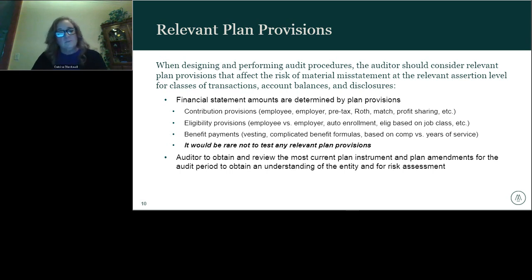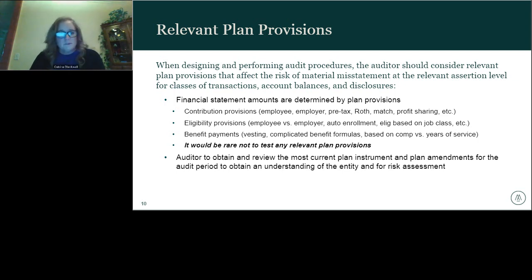Now, one thing is that it would be really rare that an auditor would determine that there are no relevant plan provisions to be tested. So don't think that that's going to happen very often. If that rare instance were to happen, then the auditor is required to document the consideration in reaching those conclusions. So there has to be a lot of thought process into how you come up with no relevant plan provisions to be tested.